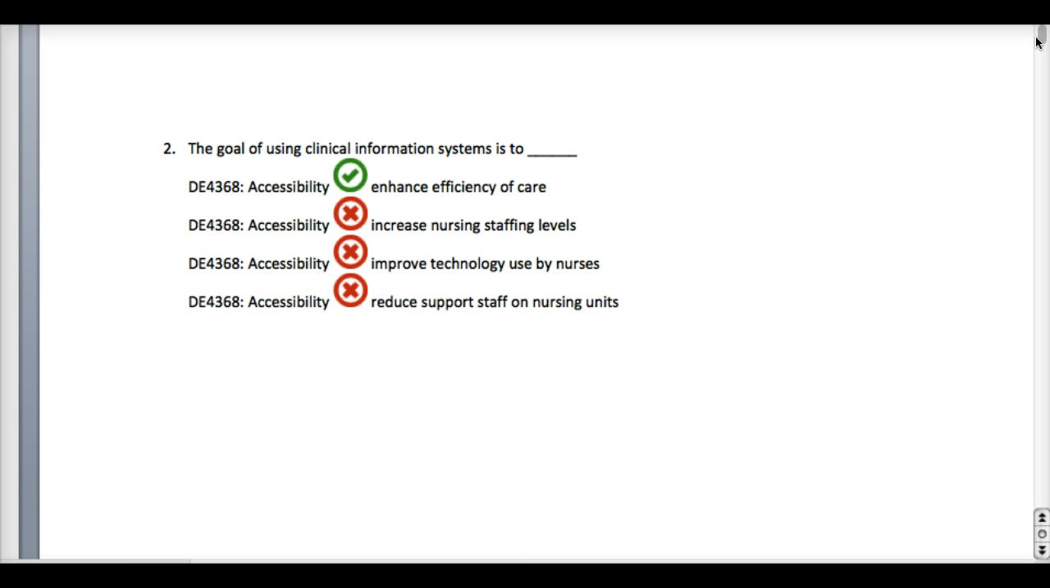Reduce support staff on nursing units. That certainly also is the same as increasing nursing staffing levels. A clinical system is not going to do that. More administrative and scheduling systems will do that. So now we have 2 answers: improve technology use and enhance efficiency of care. And if you look at those answers, the best answer and the correct one is your enhance efficiency of care. That is on page 114, and it's on your presentation slide number 3.